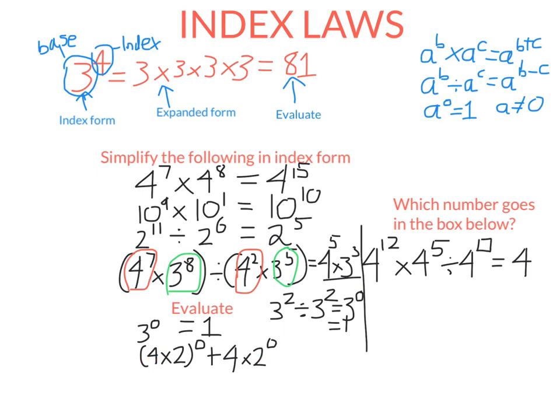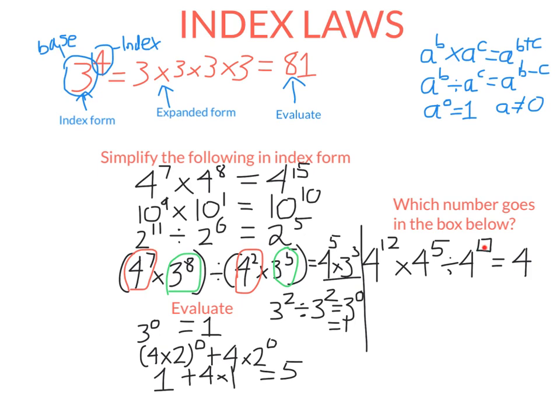So here, remember, order of operations, we're going to do what's in the brackets first. So this is 4 times 2 is 8 to the power of 0. So 8 to the power of 0 is 1. For this term here, 4 times 2 to the power of 0, no brackets means we do the power first. Index comes before multiplication in BIDMAS. 2 to the power of 0 is 1. So this is just 4 times 1. 1 plus 4 times 1, 1 plus 4 is equal to 5.